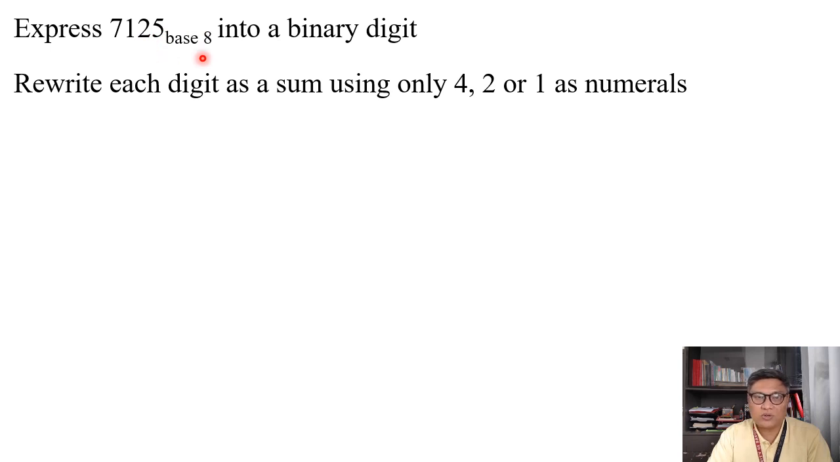So if we continue this one class, even if we have, let's say, another example of a 4-digit base 8 number, so 7125 base 8 will be converted again into a binary. So again, we have to rewrite our 4-digit 7125 into a combination of 4, 2, and 1. So 7 can be rewritten as 4 plus 2 plus 1, so it's complete. 1 is 1, 2 is 2, then 5 will be 4 plus 1.